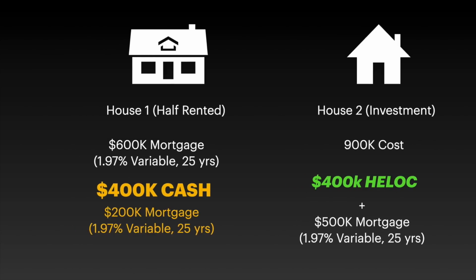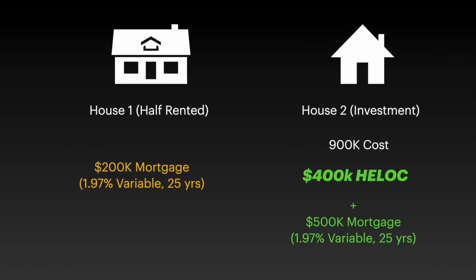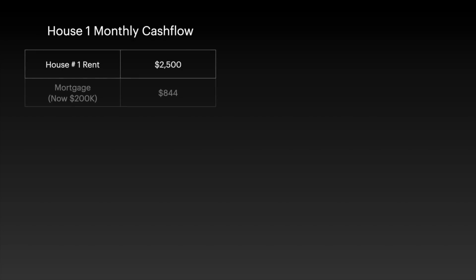So now our picture looks something like this. You still owe exactly what you owed before, a total of 1.1 mil. That doesn't change, but our cash flow will look different. House number one rent is still $2,500. We have a $200K mortgage on the house for an $844 per month payment. We also have a $400K line of credit we took out from this house at 2.95% interest only. Our monthly payment will be $983.